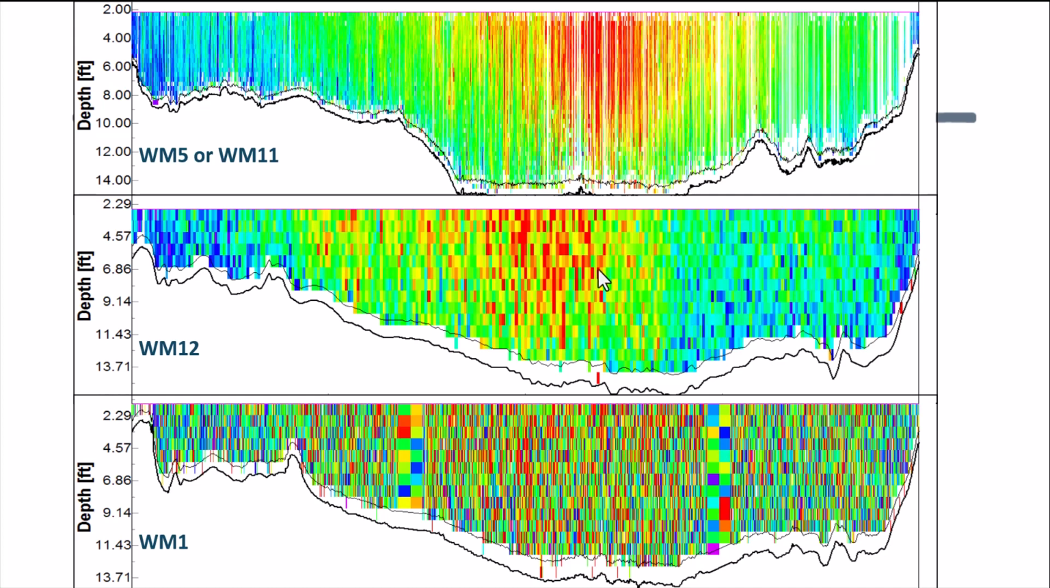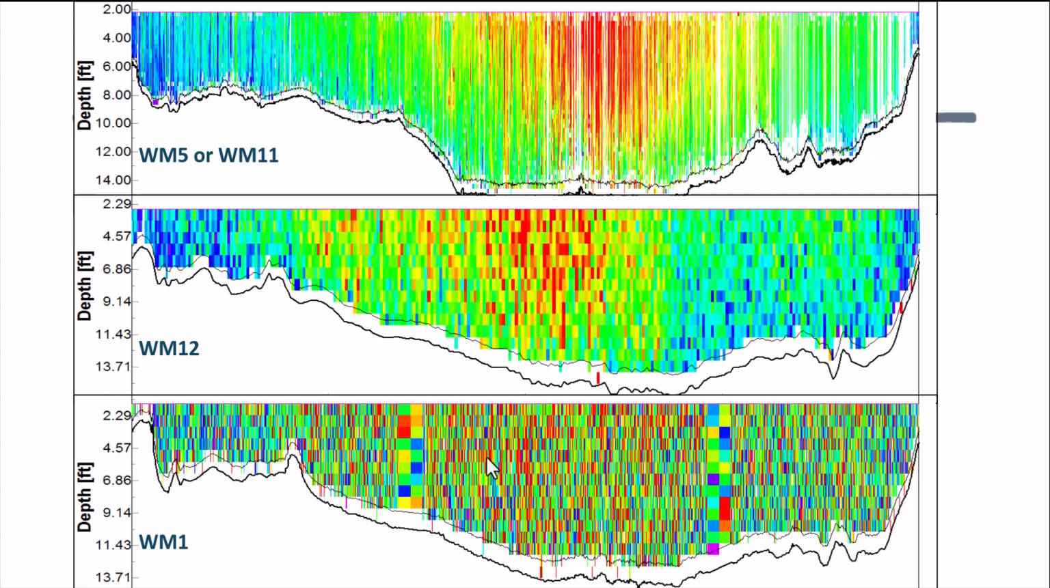The middle color contour plot was collected with water mode 12. Again, we can clearly see the velocity distribution within the cross-section. We notice that the cell sizes are bigger, that the ensembles are wider due to the longer time it takes to measure a mode 12 ping, but it still provides a very clear representation of the velocity in the cross-section.